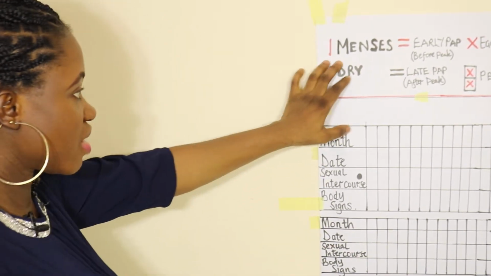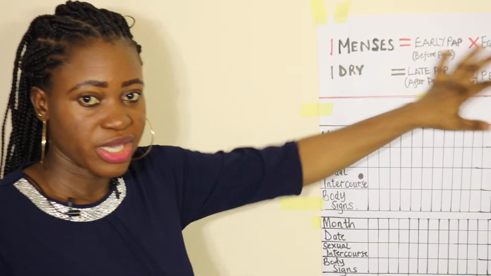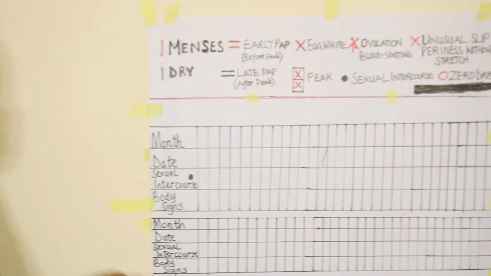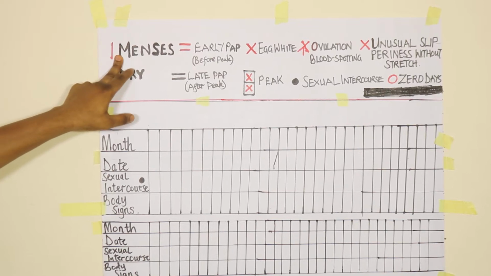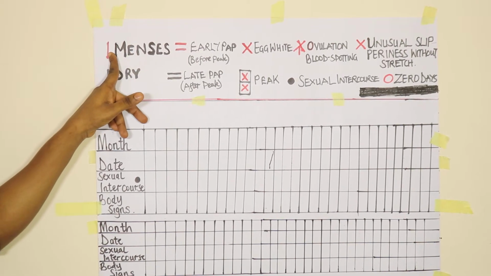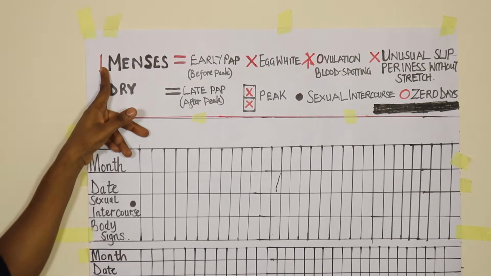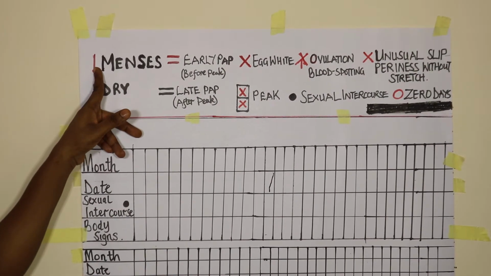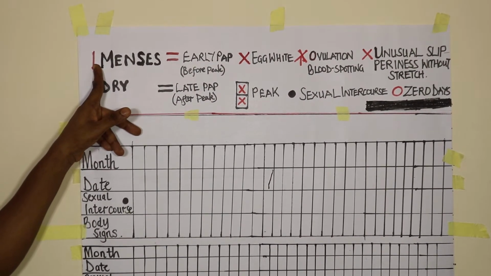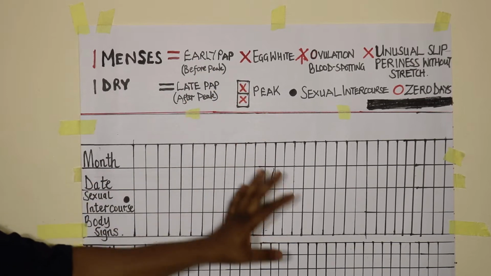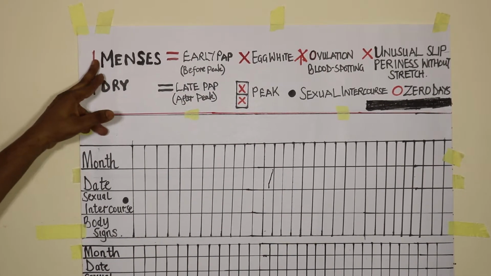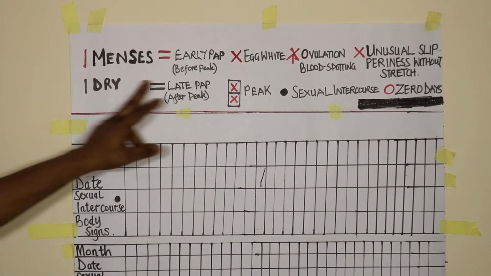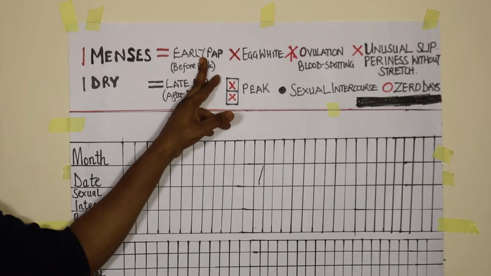So we have our body signs here, and I'll be explaining them one after the other. So this is your menses sign, the red stroke down in red pen. You are going to be using a red pen and either blue or black for the whole of your charting process. So this is the menses sign. It's a red stroke down, and then you have your early pap sign.